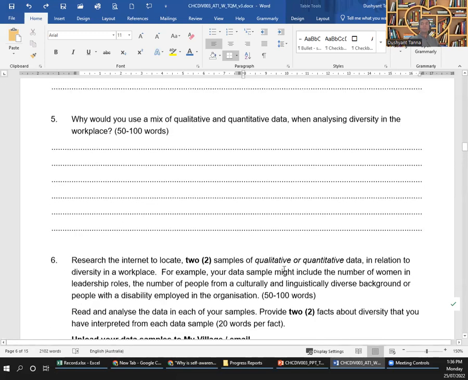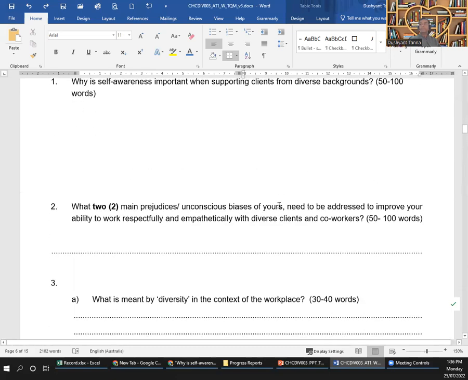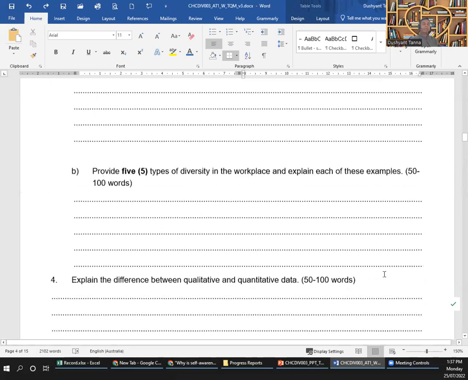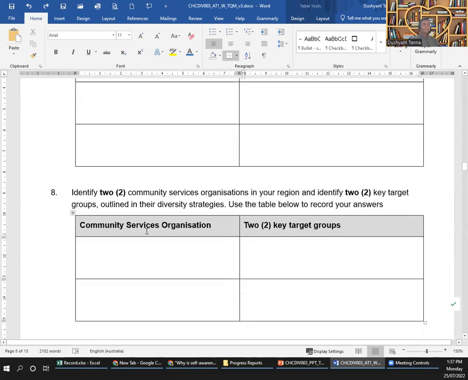You can choose any of those that are mentioned here, from diverse backgrounds, any of these. It could be a different race, a different cultural background, anyone. You may want to support someone who is a divorcee, for example, or who is single. These are all different, various groups.